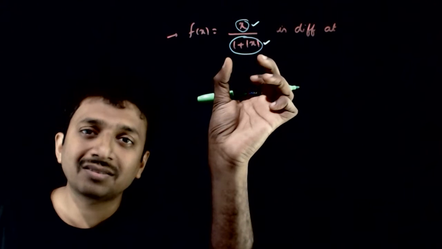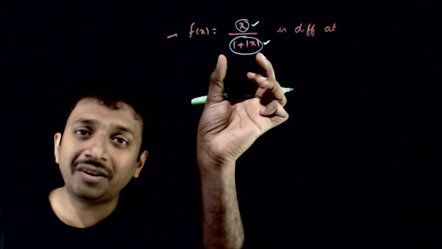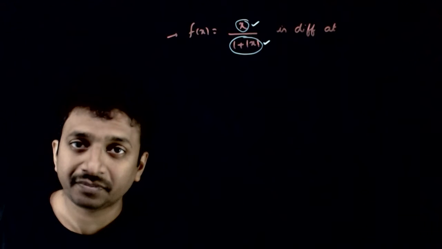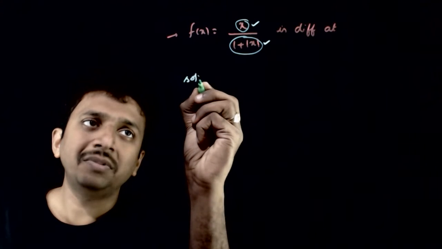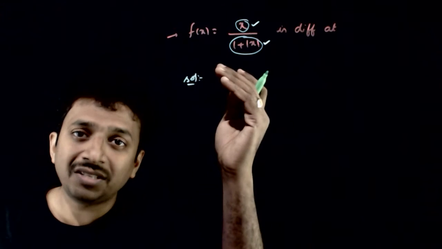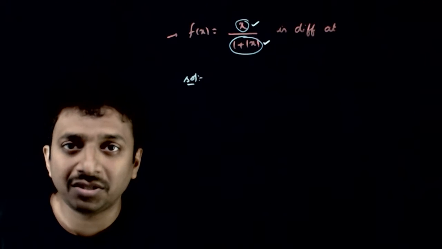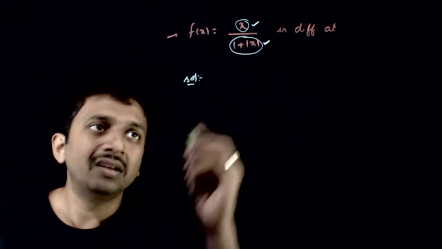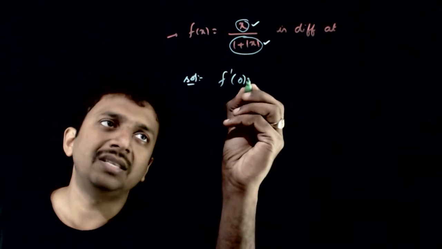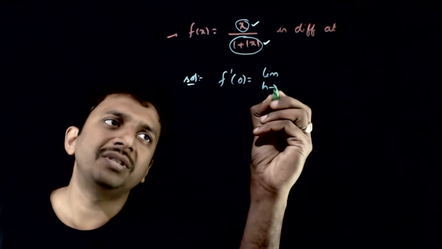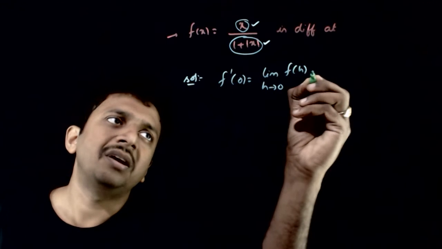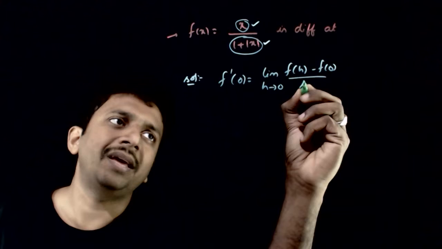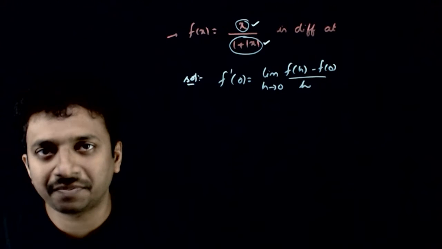And 1 plus mod x is never equal to 0, so the denominator being 0 is also not a problem. So if there is a problem, the differentiation problem might occur at x equal to 0, hence we'll test the function at x equal to 0. So f dash of 0 is equal to limit h tends to 0, f of h minus f of 0 by h. That's the first principle of differentiation.